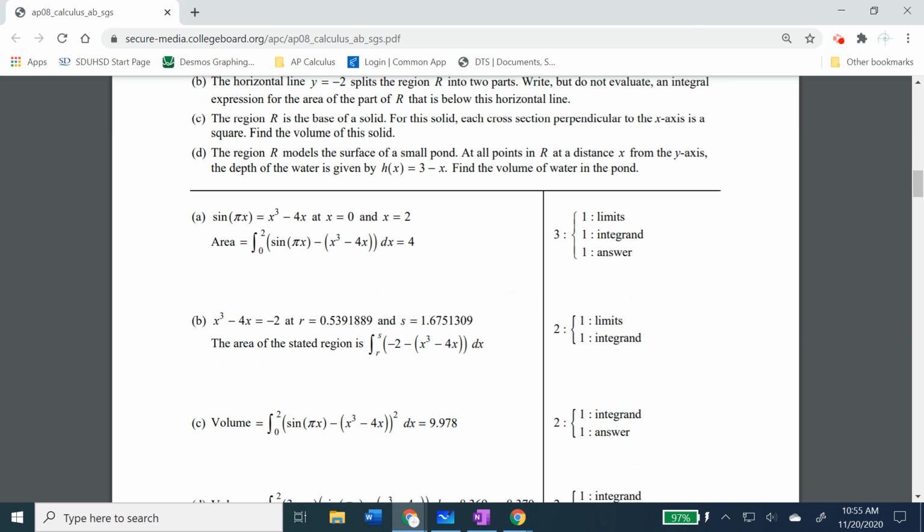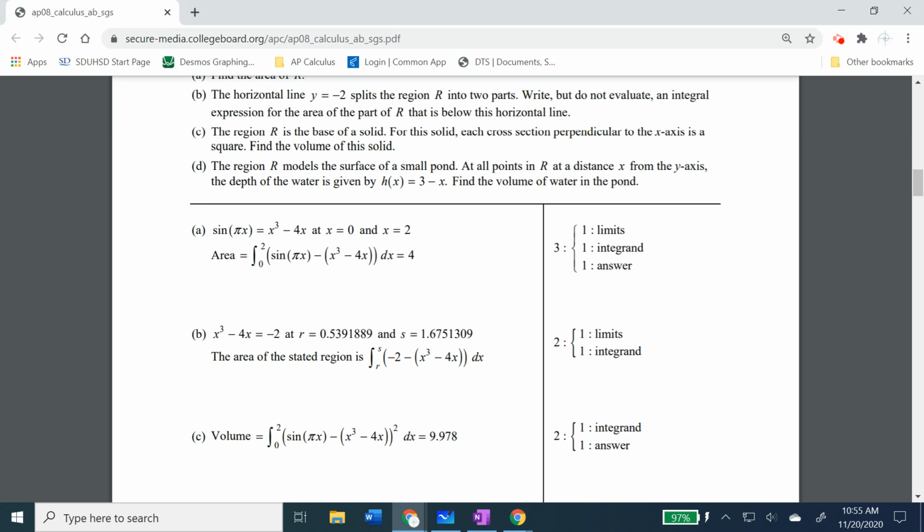Yep. 9.978. 1 point for the integrand, 1 point for the answer. And I want to also say that you got 1 point for the limits 0 to 2 in part A. If you lost that point in part A, you also lost the answer point in part A. But you did not lose any points in part C if you used the same numbers and it did not change the meaning of the problem.